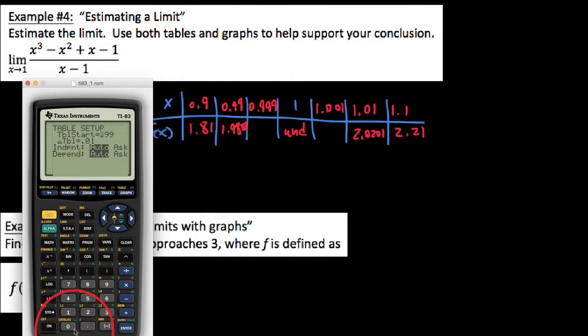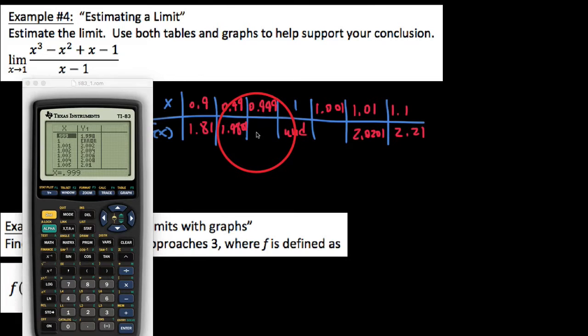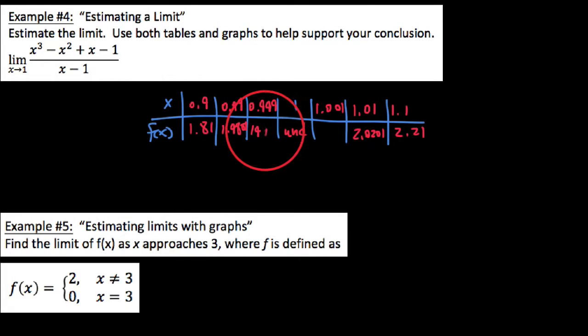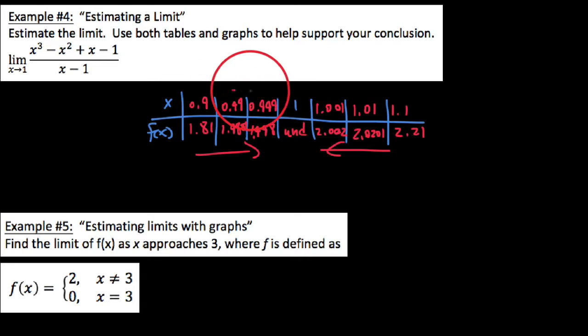Now, getting really close to 1 from either side, going back to table set, starting at 1 again but going by 1,000ths, we still have that error at 1, but we have 1.998 and 2.002. We look at this as what our y values are getting really close to as x is getting really close to 1, and what we can witness here is that it's getting very close to 2.